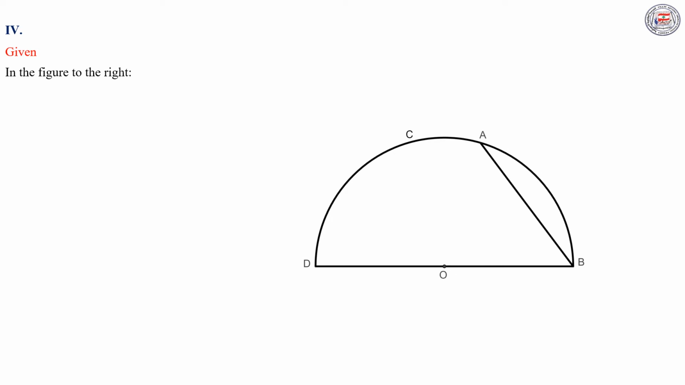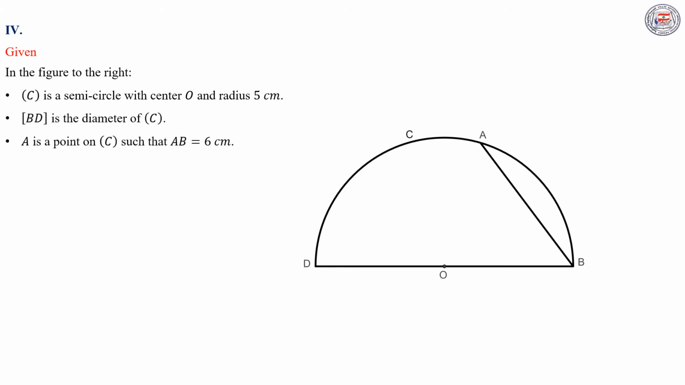Please open your books on page 31 in order to solve number 4. In number 4, we have, in the figure to the right, C is a semicircle with center O and radius 5 centimeters. BD is the diameter of the circle C, and A is a point on the circle C such that AB equals 6 centimeters.